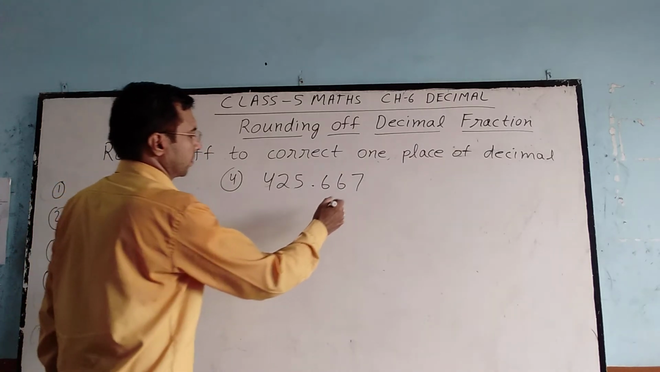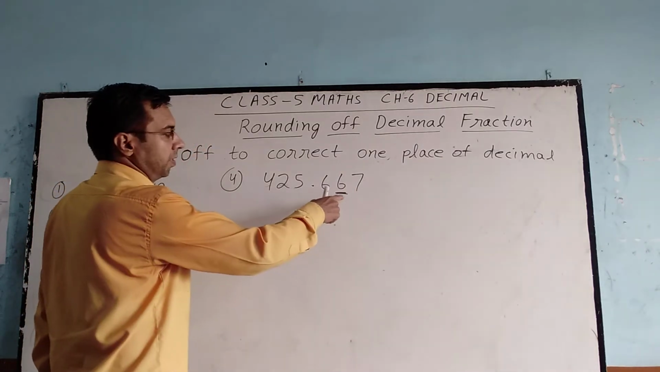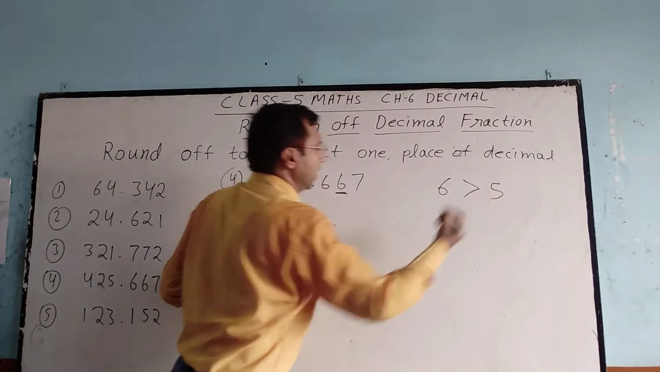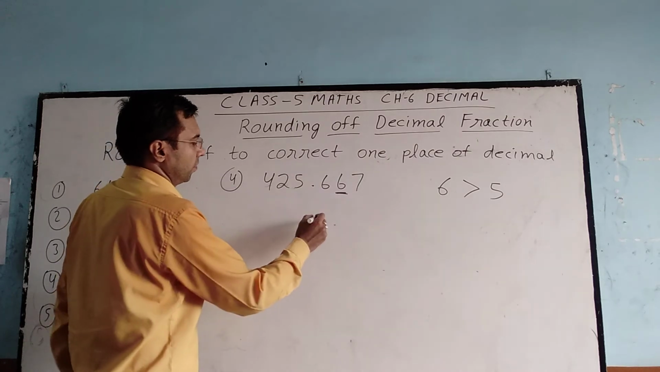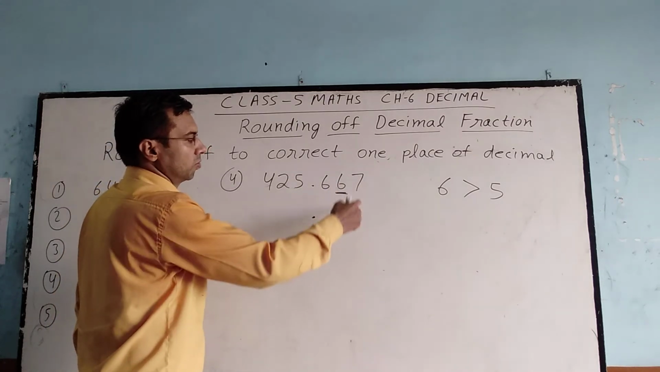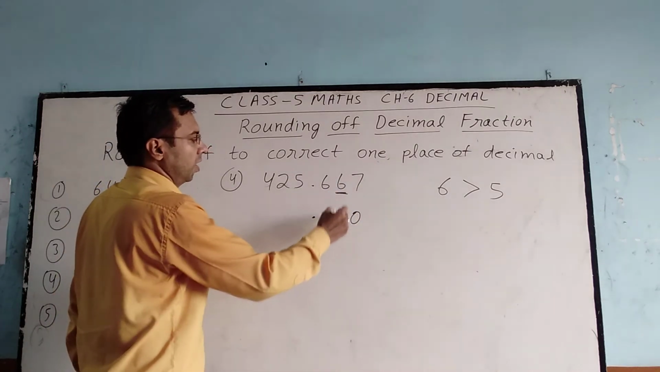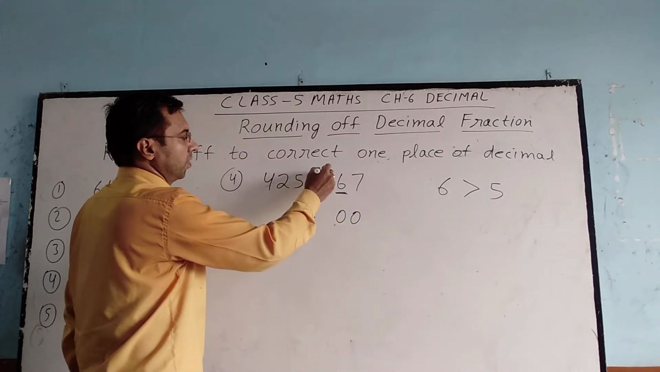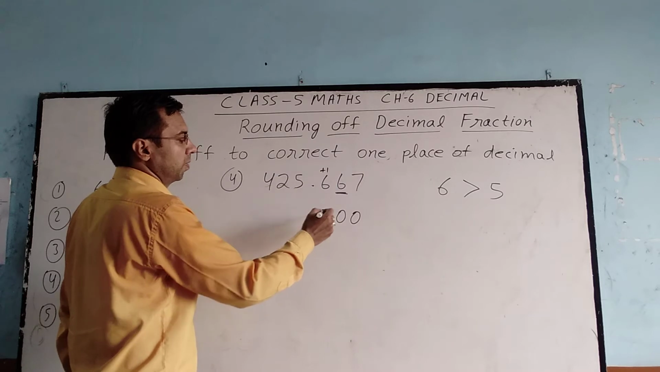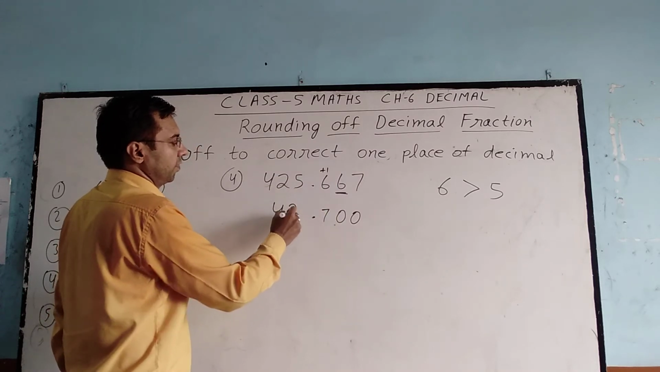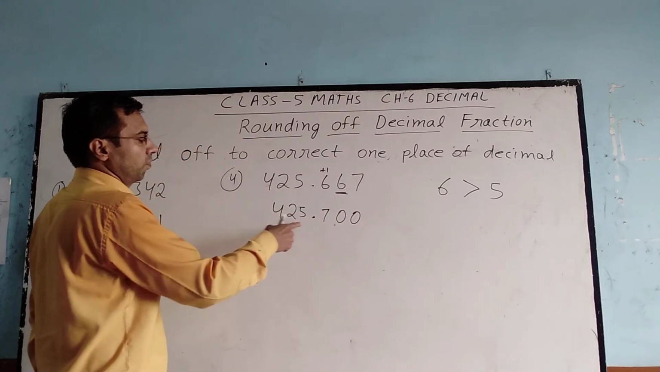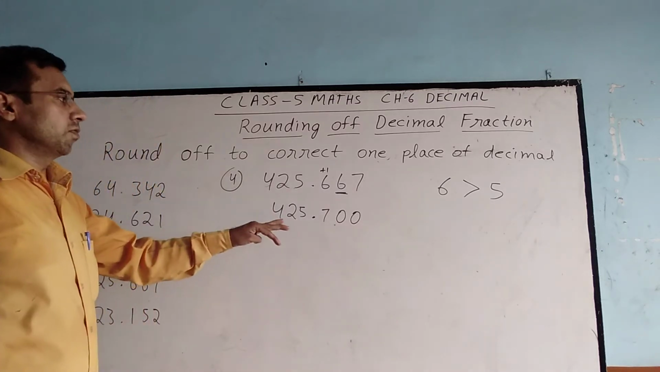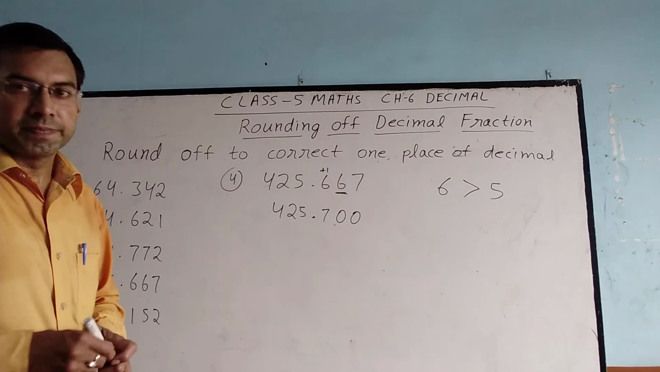455.667. Student, the hundredth place digit is 6. 6 is greater than 5. So what do we do? We change this thousandth place digit 7 to 0, the hundredth place digit 6 to 0, and we add 1 in the tenth place digit. 6 plus 1, 7. We write this whole number as it is, 455. So this is round off to correct one place of decimal.